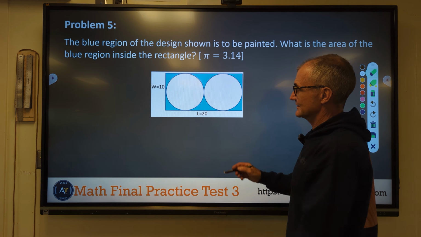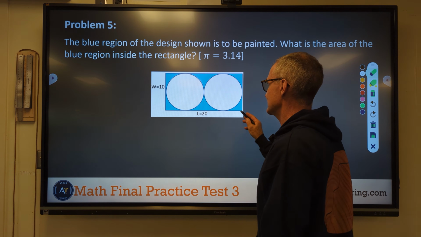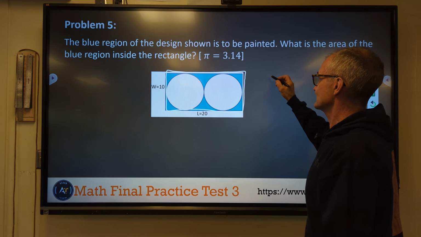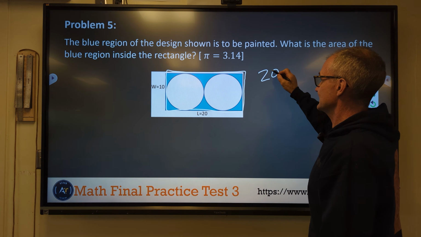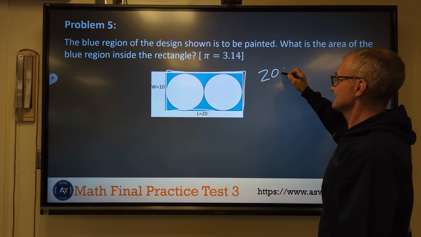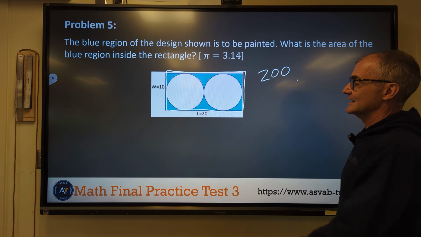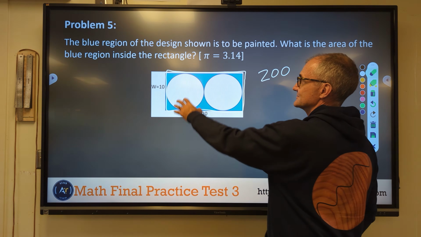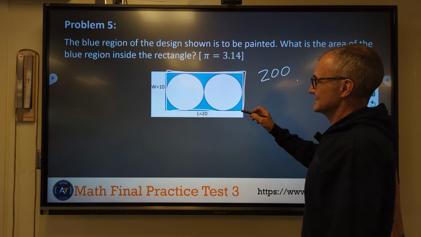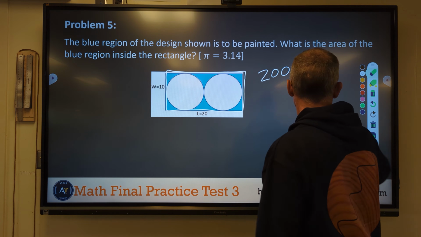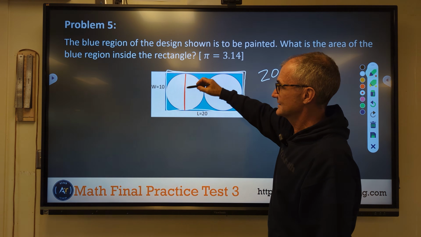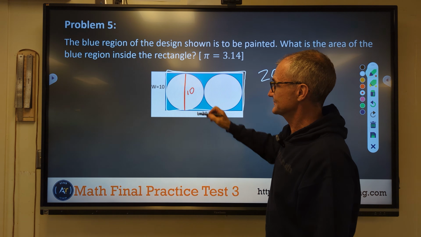So we have a rectangle. That rectangle is 20 by 10, right? So the overall rectangle is 20 times 10, 200. And then I have to remove the area of the circle and then the other circle. Well, the diameter of the circle is straight across. So if the rectangle is 10, the diameter is 10.